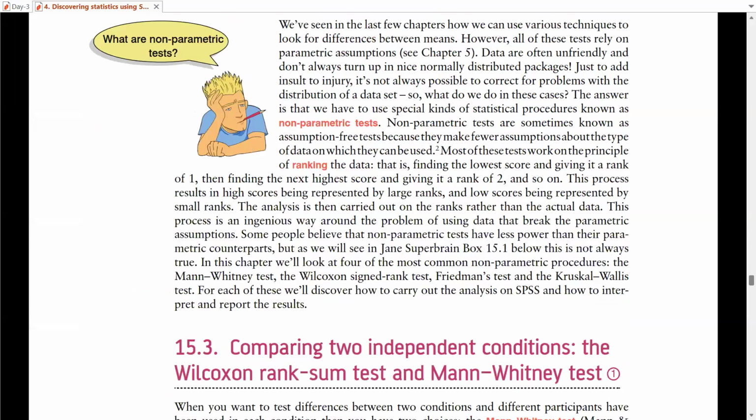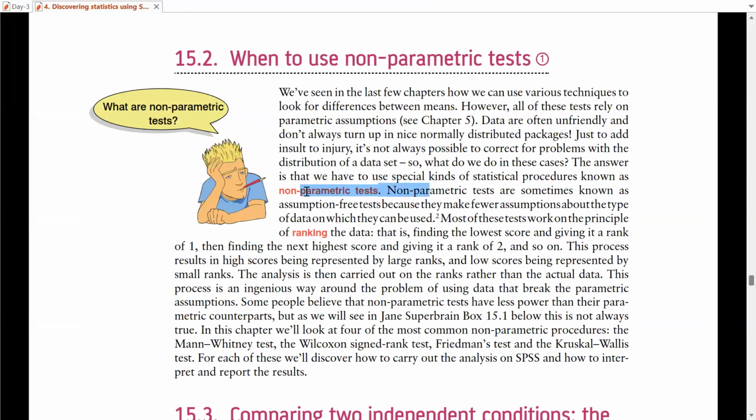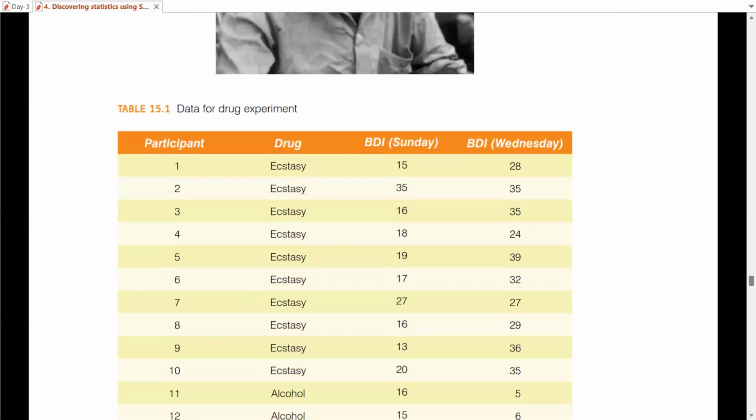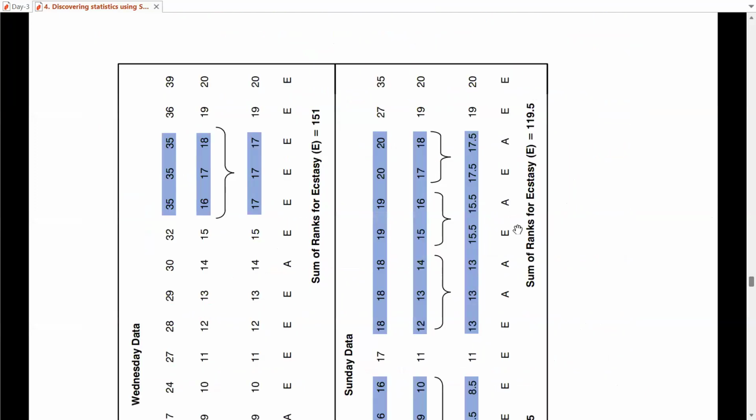When to use the non-parametric test? It explains that when the assumptions are not met, in a non-parametric test, basically we rank the data. Is it clear? So here we are using ordinal data, ranking the data. In a non-parametric test, continuous data is converted into ranking data. Here I'm giving the example.